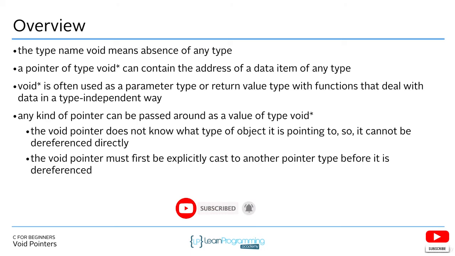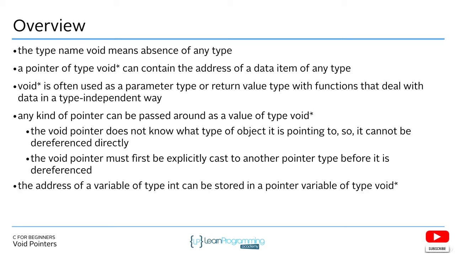So any kind of pointer can be passed around as a value of type void star, any type. The void pointer does not know what type of object it is pointing to, so you cannot dereference it directly. And that's where the real hiccup comes along with the void star. It's great for allowing flexibility for different data types, but you can only use it if you know the data type. So you have to provide an explicit cast to the pointer when you dereference it.